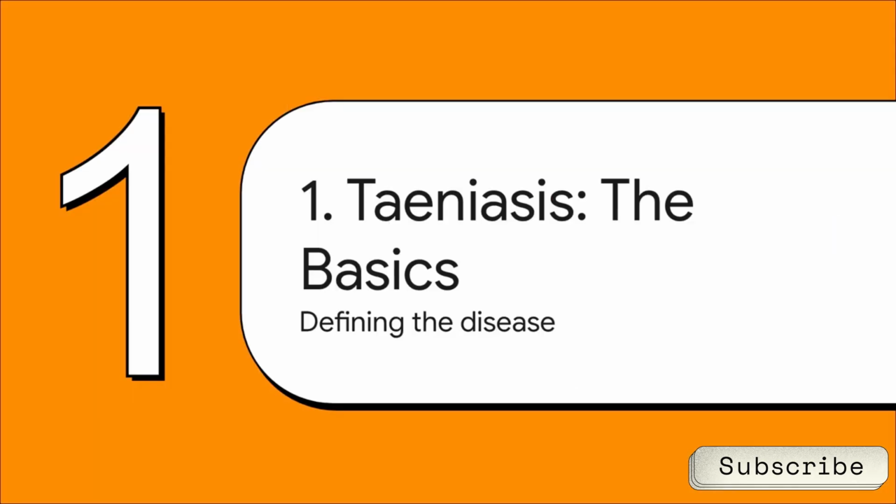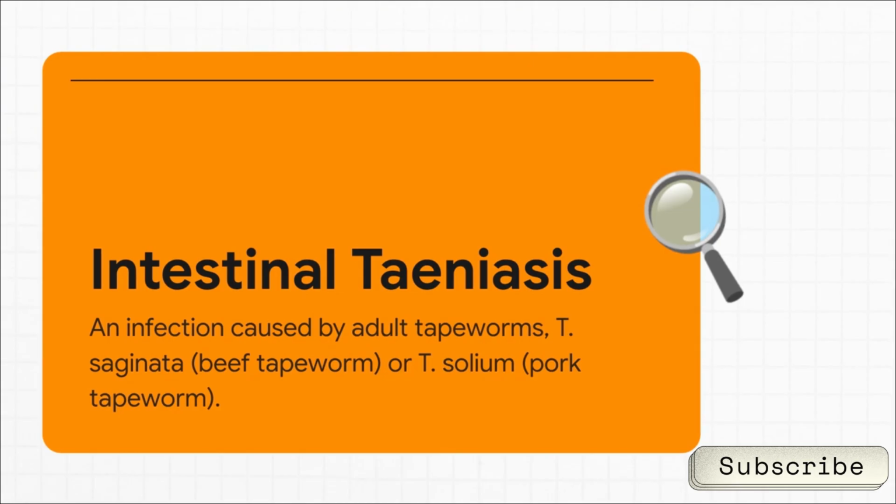Okay, first things first. Let's start with the absolute fundamentals of intestinal Taeniasis. What exactly are we dealing with here? In a nutshell, Taeniasis is an infection of your gut. It's caused by the adult form of these 2 major tapeworms. And remember, humans are the definitive host, which just means the adult worm loves to live inside our intestines.